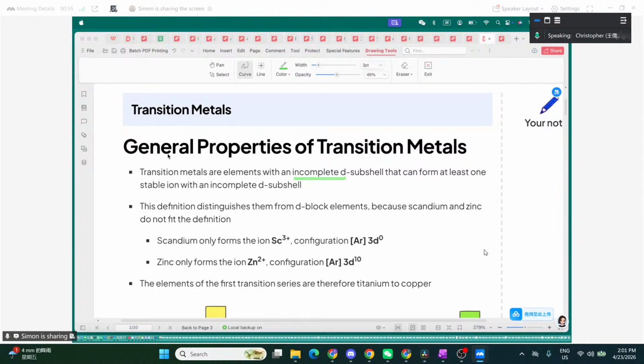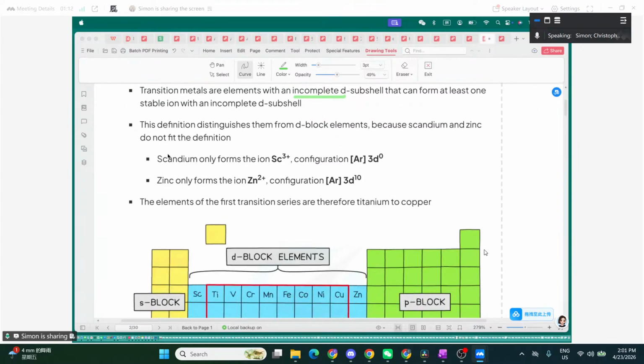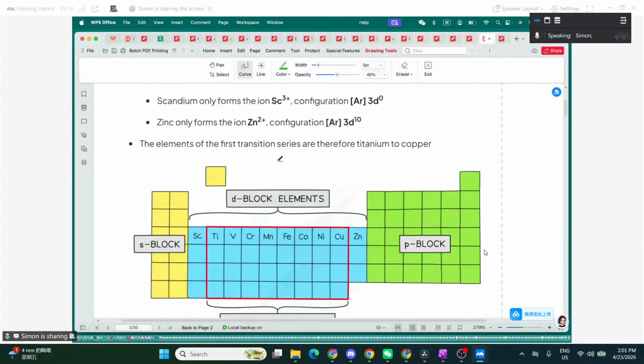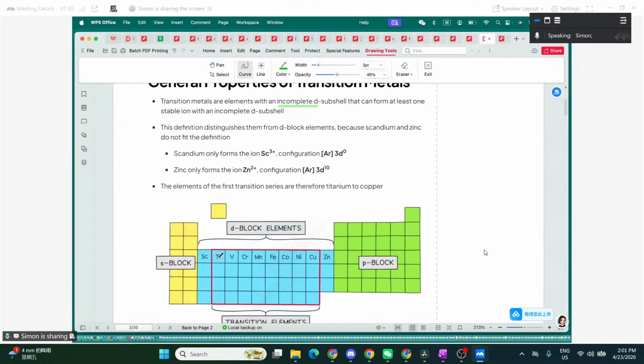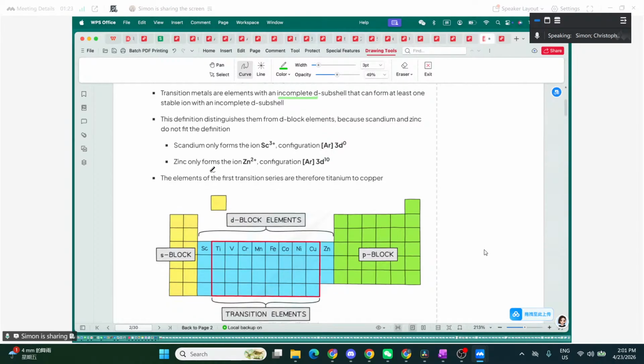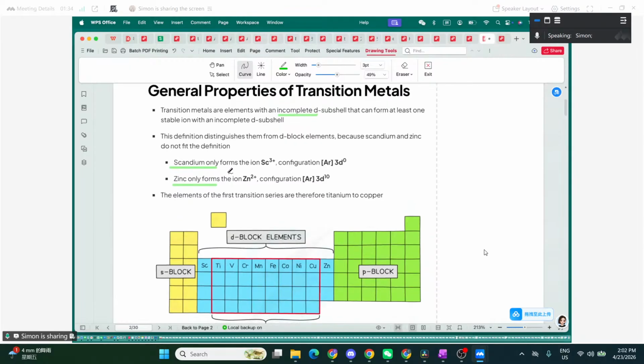Transition metals are elements that can form multiple oxidation states. Yeah, and we know the transition metals are the elements with an incomplete d subshell, right? Here's the table, and the d block from titanium to copper, right? And here's the zinc. For these two elements, why are they not called transition metals?